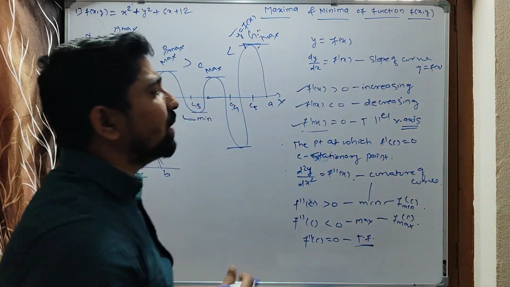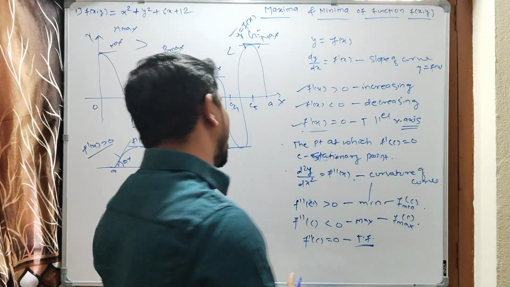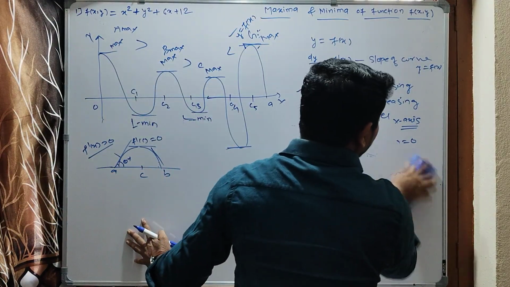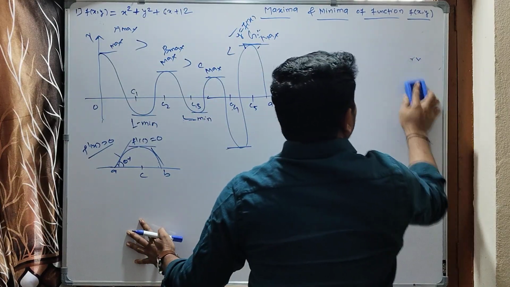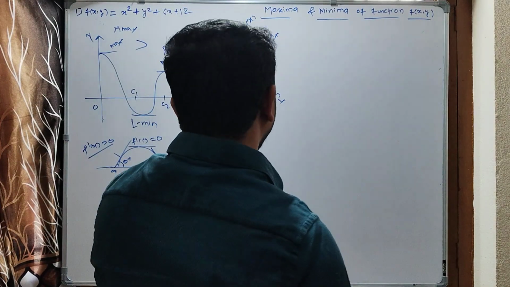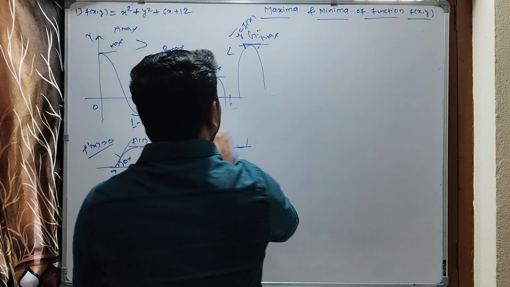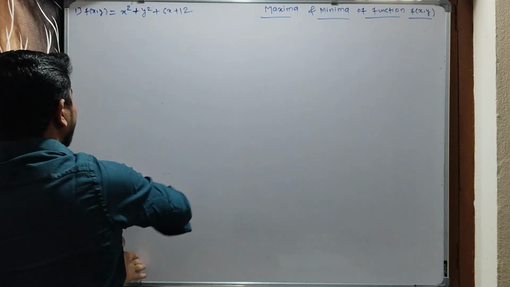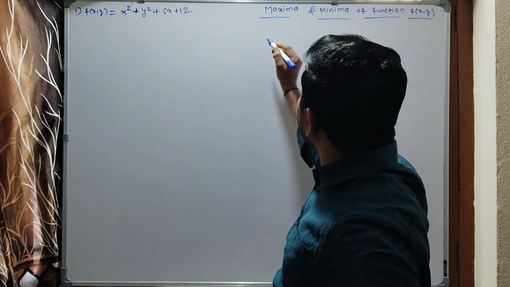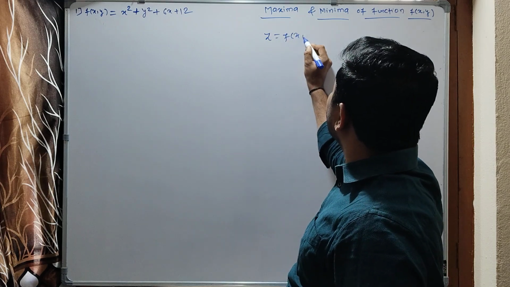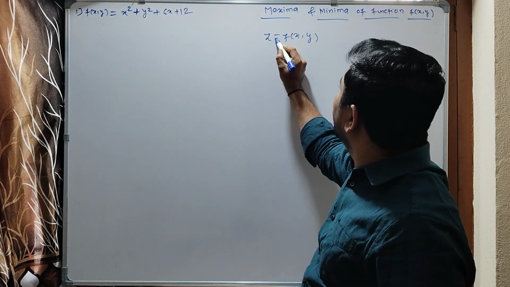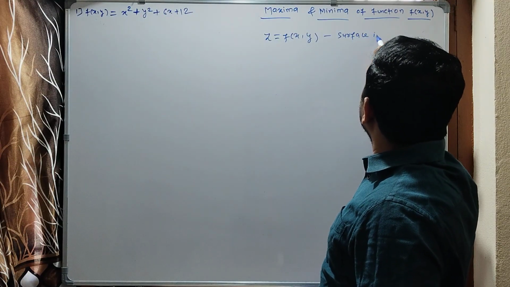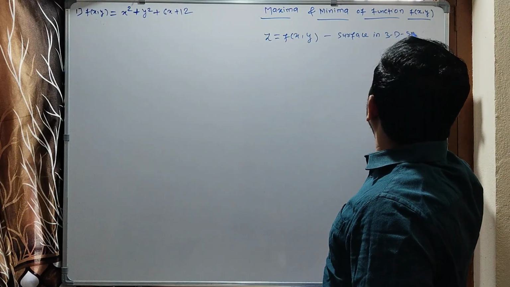So here this is the maxima and minima of your function in single variable. Now I want to define maxima and minima of your function in two variables. In single variable, y equal to f of x. Now I want to define a function in two variables, so that becomes a surface. So in three-dimensional space, let's say z equal to f of x comma y is a surface in three-dimensional space.